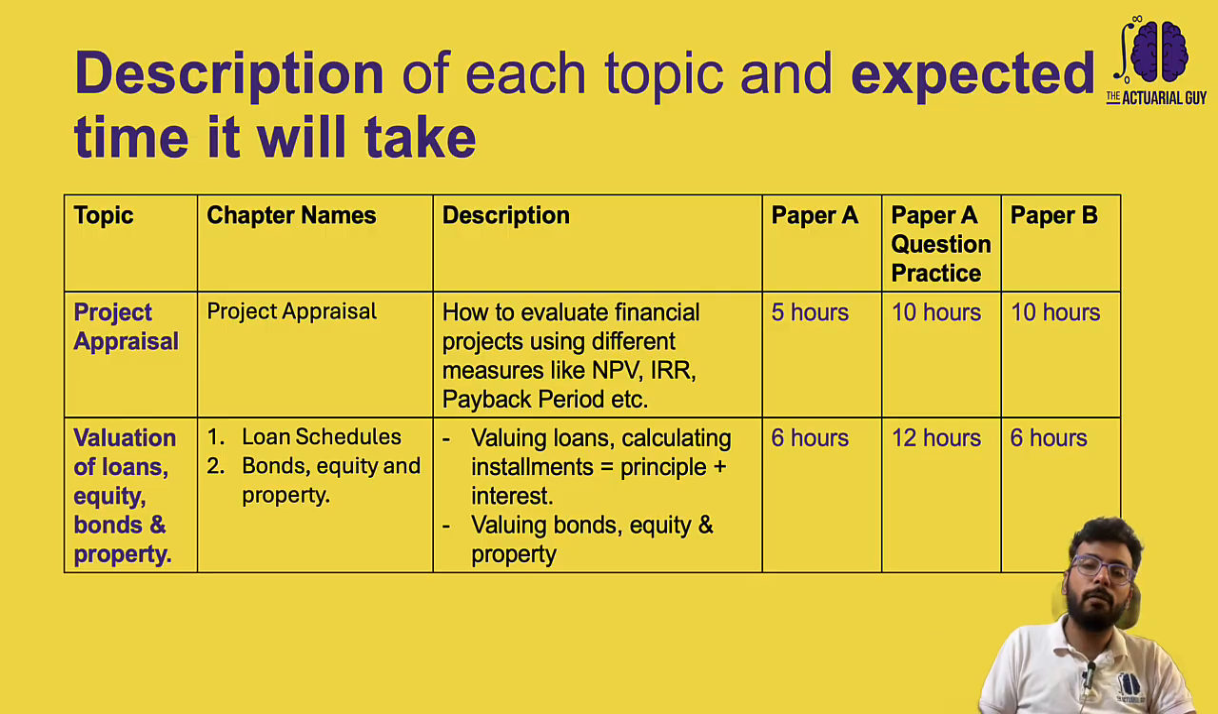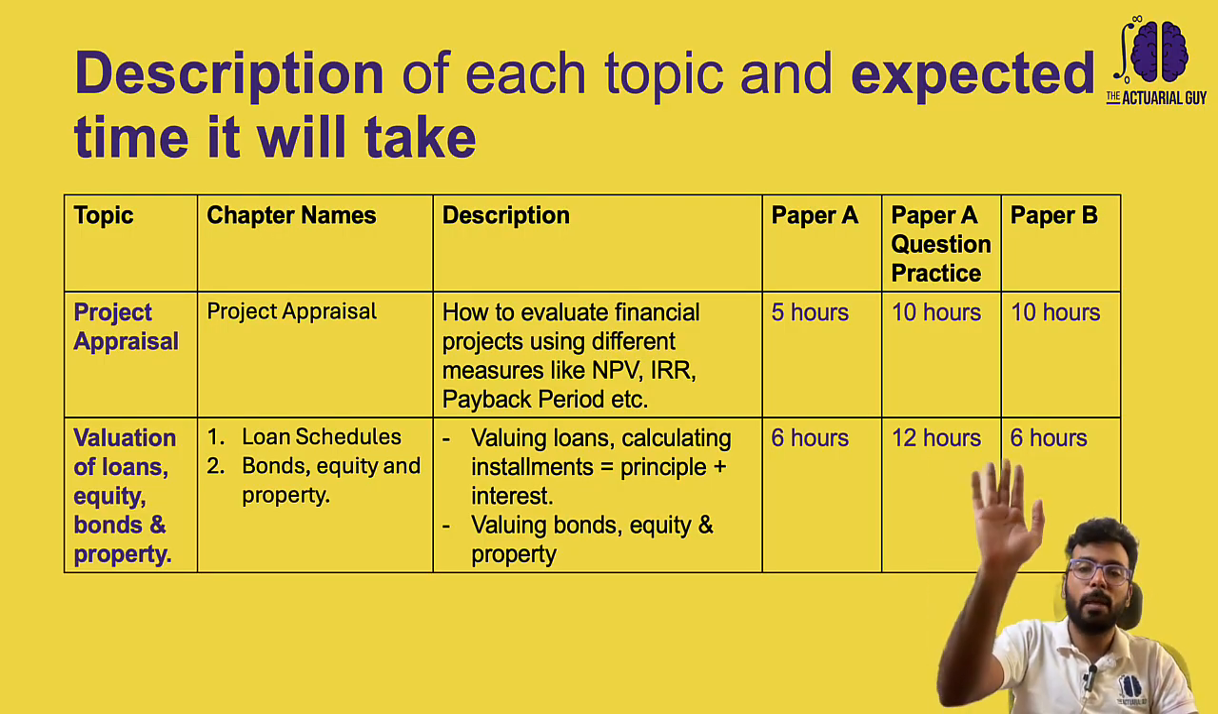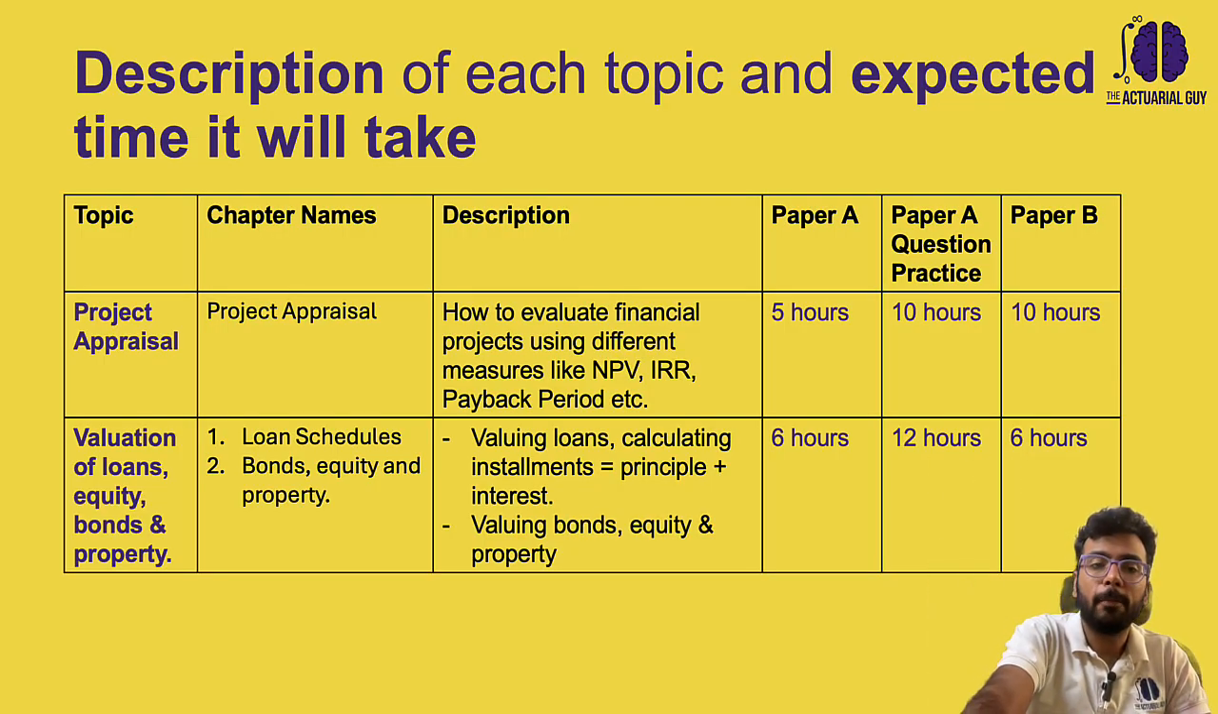Paper B here will take relatively less time, you can do it in 6 hours, right? Because again, this is something that is not asked a lot on paper B. Loan schedules may still be asked, bonds, equity and all of that is asked less, right, as compared to project appraisal. So I've just given 6 hours. Of course, you feel free to put in more time. This is my minimum recommendation, right?